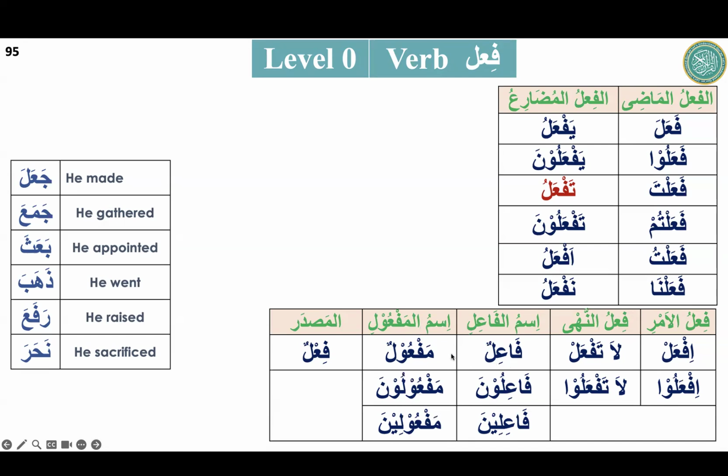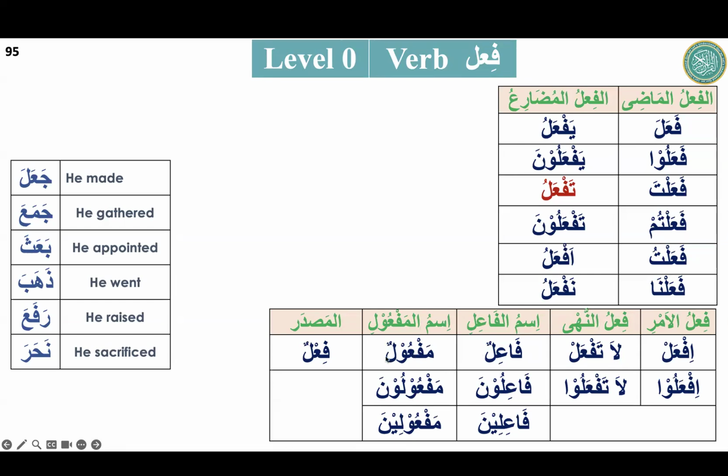Fa'il, the one who does. The thing which is being done, that is maf'ulun. Like ja'ilun, the one who makes. Maj'ulun, the thing which is being made. This is ismul maf'ul. This gives the passive voice. So ismul maf'ul, maf'ulun.